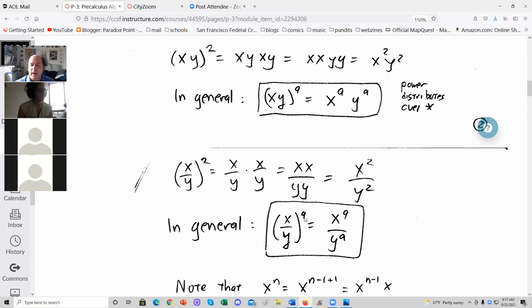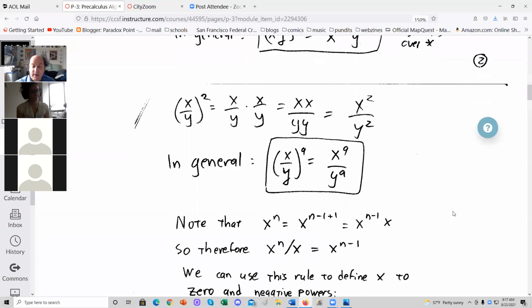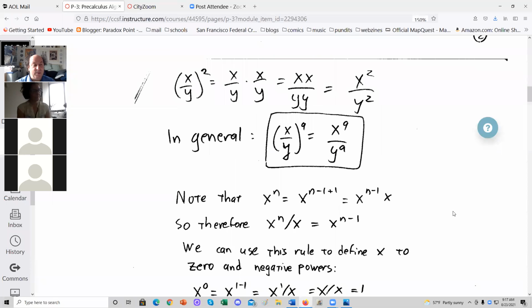x over y to the a is x to the a over y to the a. So yeah, power distributes over ratios in much the same way that multiplication distributes over subtraction. And again, when we get to logarithms, we'll see that that analogy is exact.